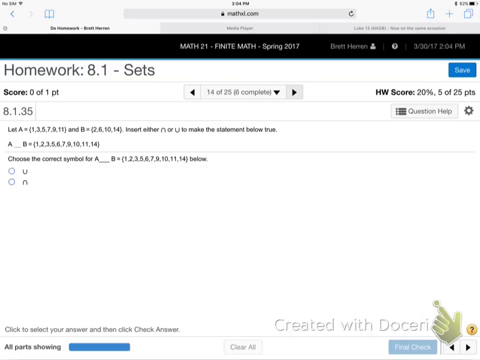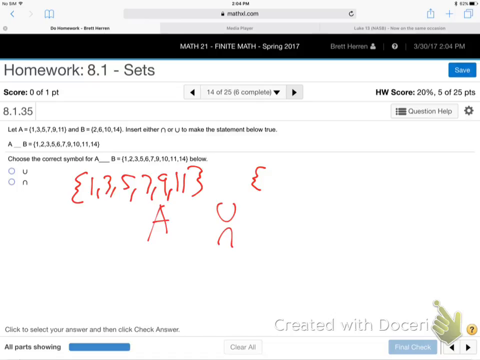Okay, so here we go. We've got A, which is 1, 3, a bunch of odd numbers: 1, 3, 5, 7, 9, 11. And they did something with A, either union or intersection, and B, which is 2, 6, 10, 14. And the answer they got was all of this.